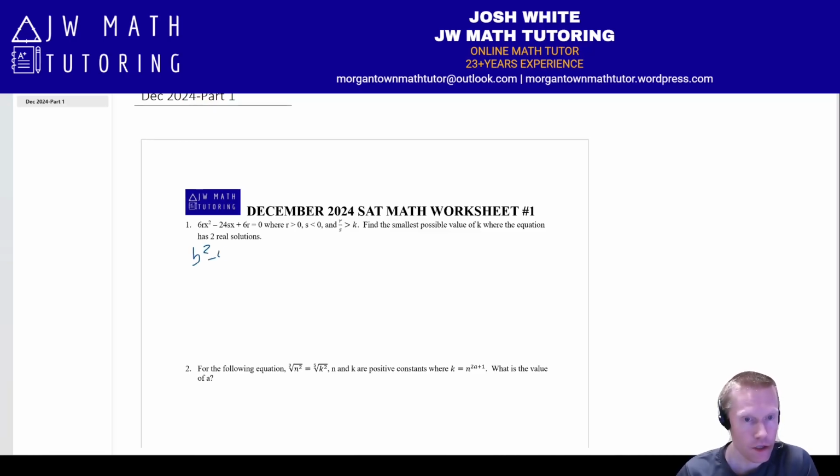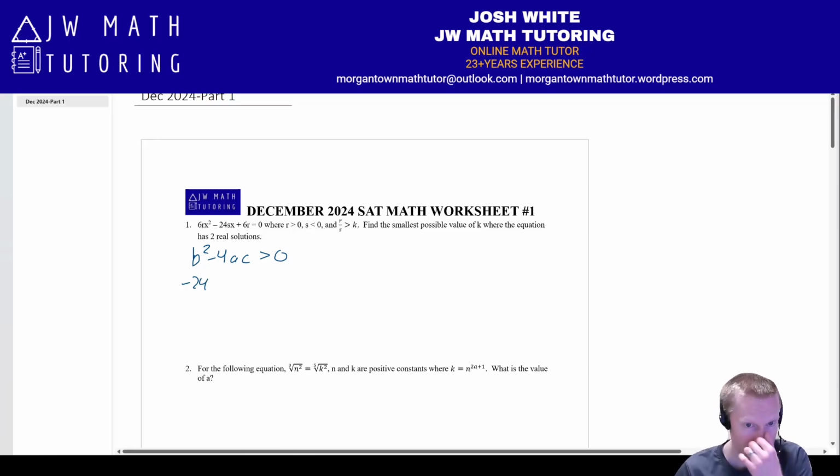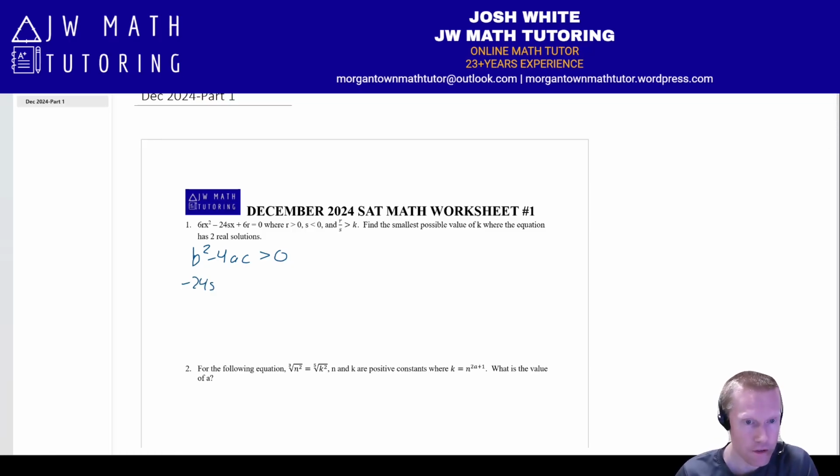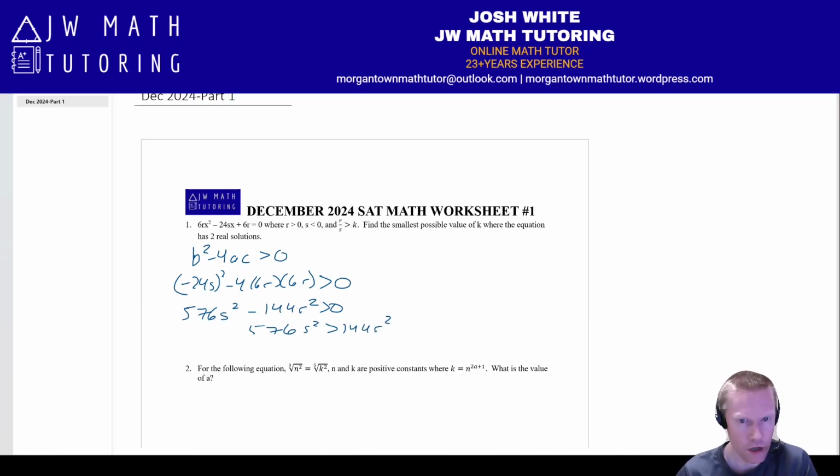So what I mean by that is, we have b squared minus 4ac. That's the discriminant. For 2 real solutions, technically we want it to be strictly greater than 0, not equal to 0. So now if you plug in the numbers, you're going to have negative 24s for b, and then minus 4 times 6r times 6r for c. Okay, and then we simplify this out, we get 576s squared. And then for the next part, this just becomes minus 144r squared. If you go ahead and separate these, you get 576s squared greater than 144r squared.